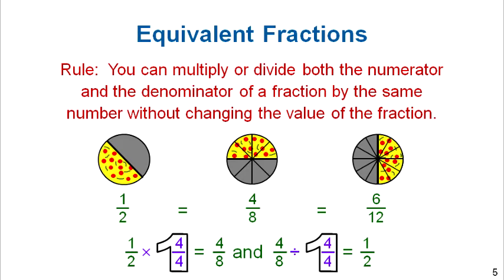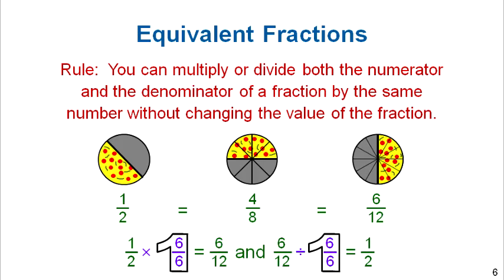As I told you earlier, all of these pictures show 1/2 of a pizza, and this gives rise to the following rule. You can multiply or divide both the numerator and denominator of a fraction by the same number without changing the value of the fraction. You should notice that if you multiply both the numerator and denominator of the fraction 1/2 by 4, you get 4/8. And if you divide both the numerator and denominator of the fraction 4/8 by 4, you get 1/2. You can do this because 4/4 is equal to 1, and you don't change the value of anything if you multiply or divide by 1.